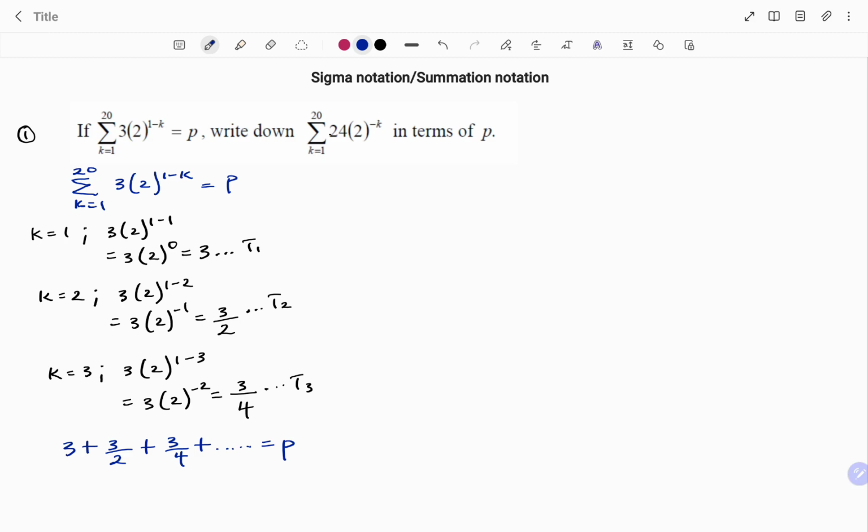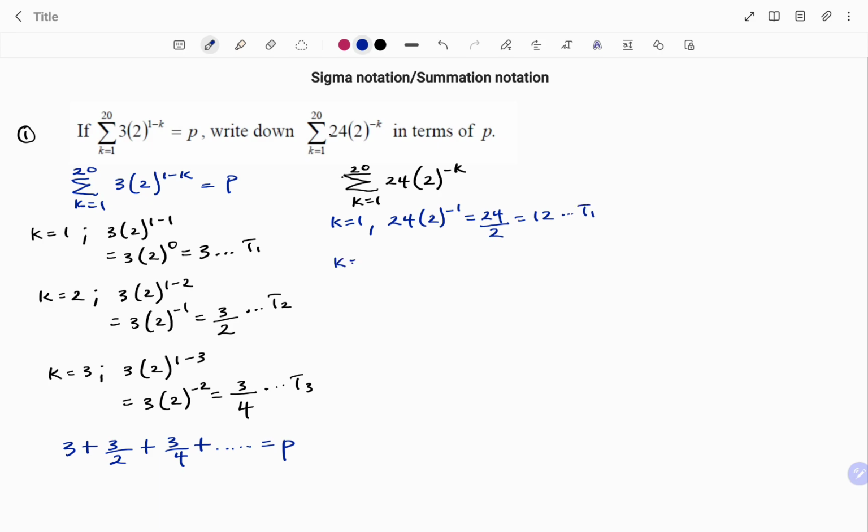Like we did in the first part, we need to know what a few terms will be. So we're going to start from the lower limit, k equals 1. If k equals 1, we substitute for 1. We have 24 times 2 to the power of minus k, that will be minus 1. We make it a positive exponent, so we have 24 over 2, which equals 12. That will be our first term, T1.